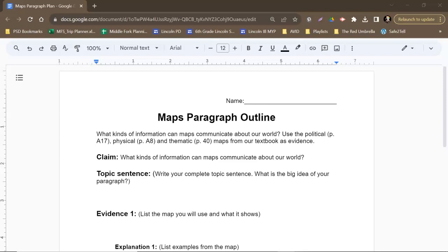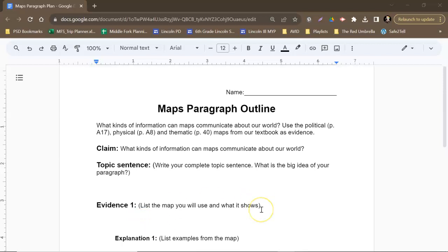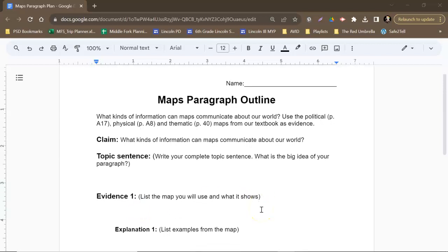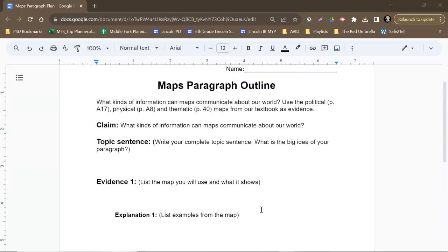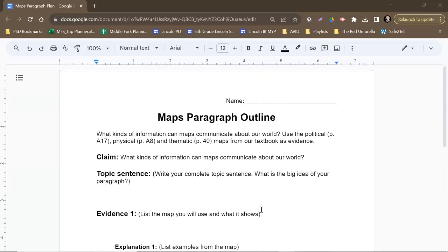Hi Lancers, we are going to wrap up our unit on maps with a paragraph about maps. We are going to be using this paragraph outline. If you have Mrs. B or Mr. Lutz, this should look really familiar to you. It's the same kind of outline that you use in English class.